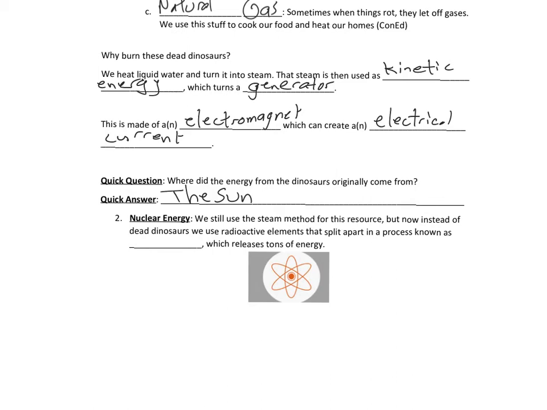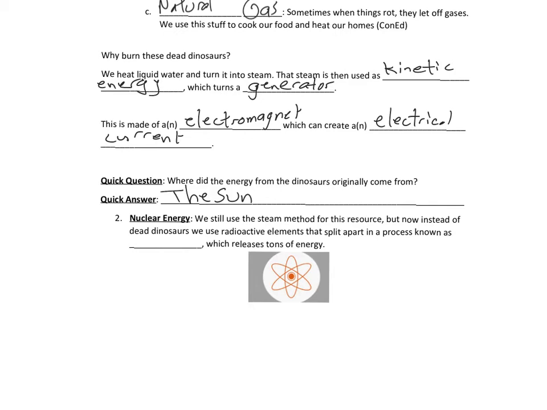So that oil, that coal, that natural gas that we use to burn and release energy to boil water to make a generator turn to get electricity came from a dinosaur that ate plants, and those plants got their energy from the sun. So the energy stored in coal is stored sunlight. It's very strange when you think about it.